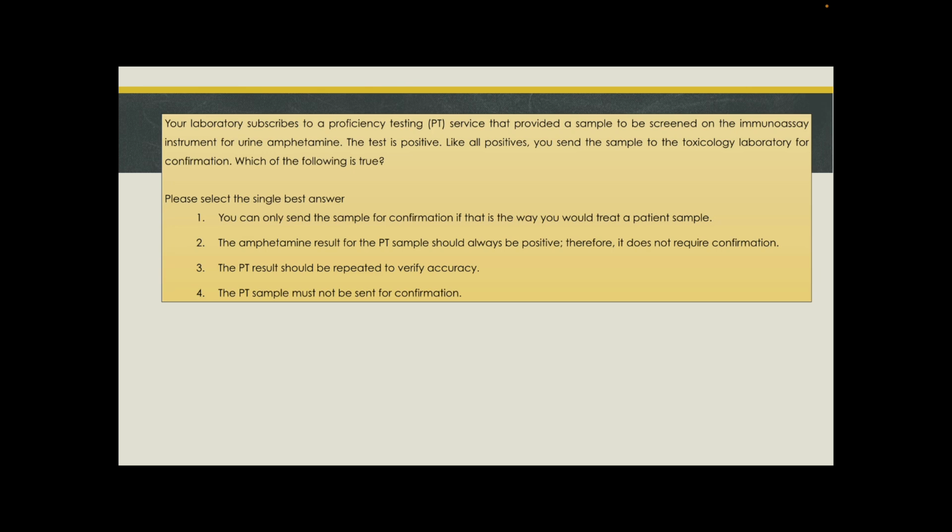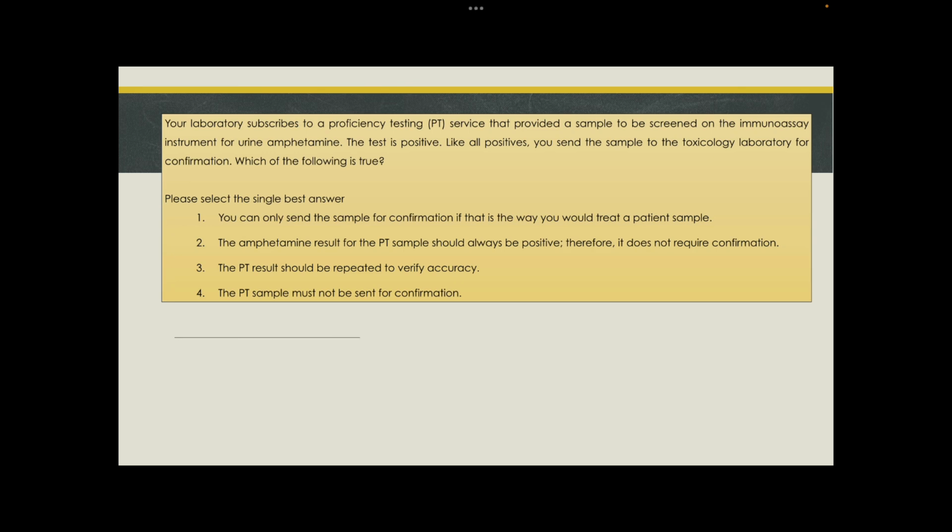1. You can only send the sample for confirmation if that is the way you would treat a patient sample. 2. The amphetamine result for the PT sample should always be positive, therefore, it does not require confirmation. 3. The PT result should be repeated to verify accuracy. 4. The PT sample must not be sent for confirmation.